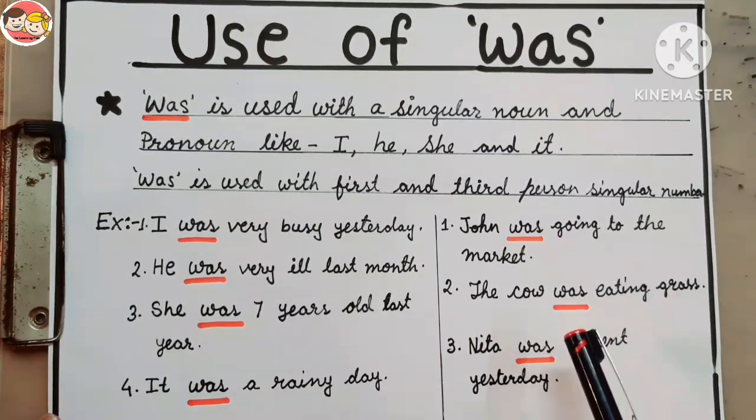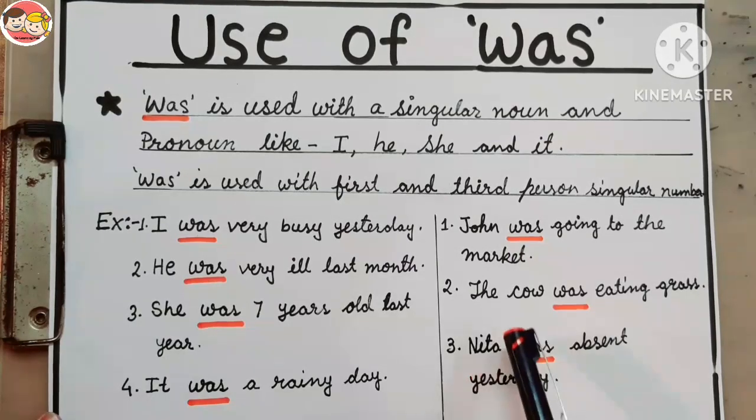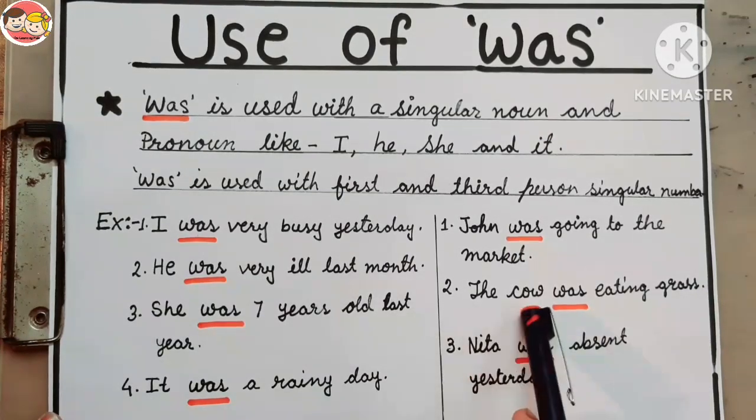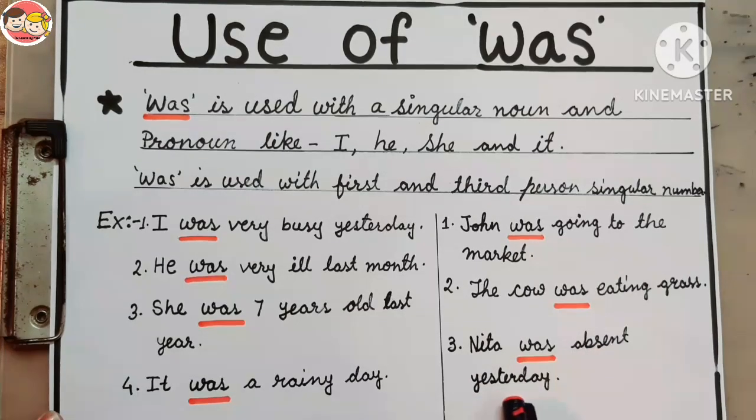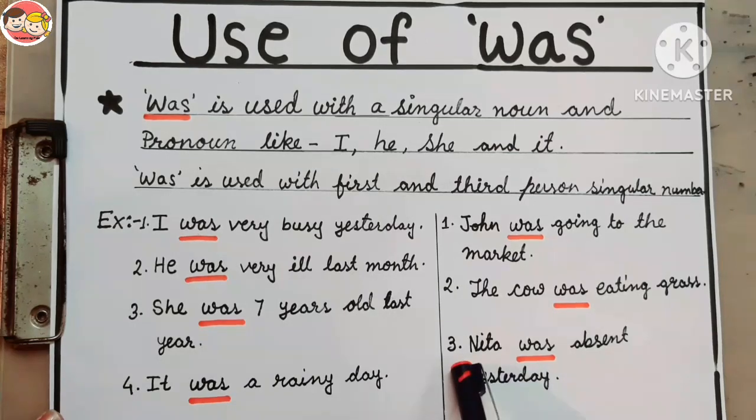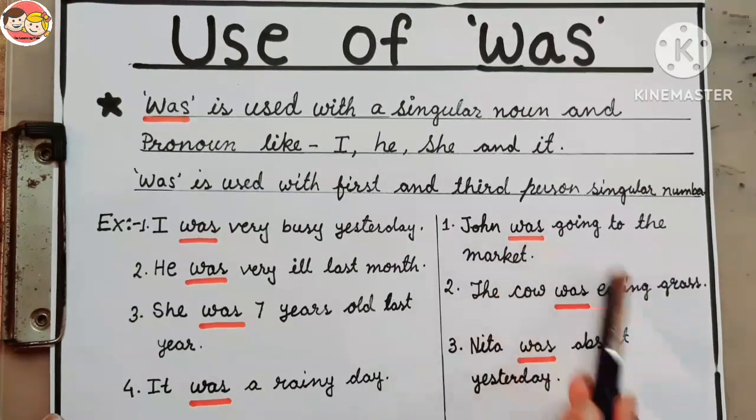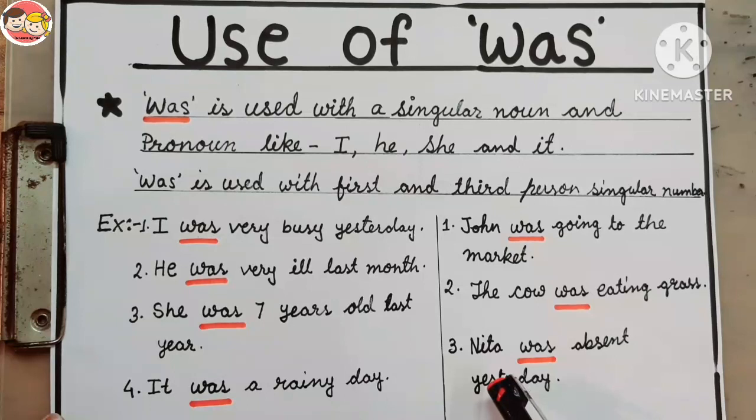The cow was eating grass. Here we are talking about one cow, that is a singular noun. Next, Nita was absent yesterday. Here we are talking about one person, that is Nita. And these sentences show past time or past tense.